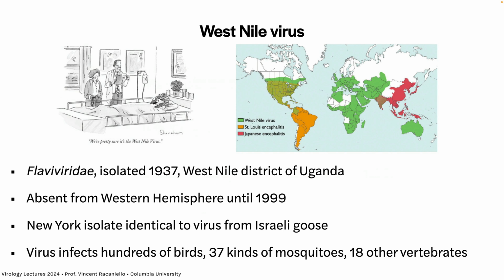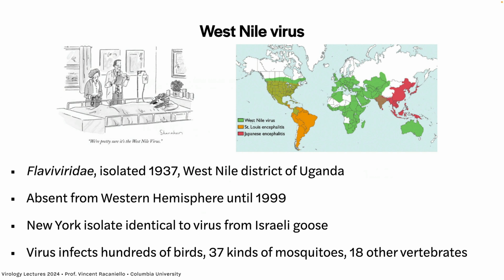All right, our last virus is West Nile virus. This was first isolated in 1937 from the West Nile district of Uganda. It's nothing to do with Egypt, right? So people think this came from Egypt, and you can see this New Yorker cartoon. We're pretty sure it's West Nile virus because there's a Pharaoh, but no, it's not Egypt. Uninformed cartoonists, I guess.